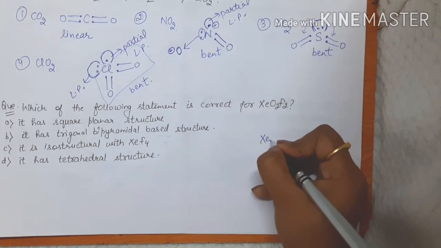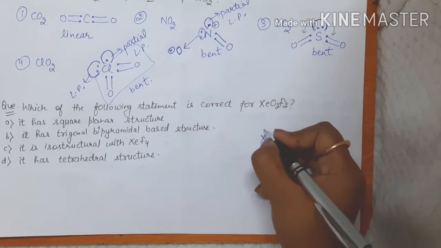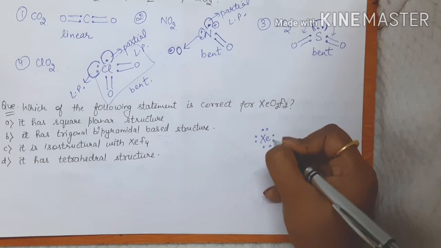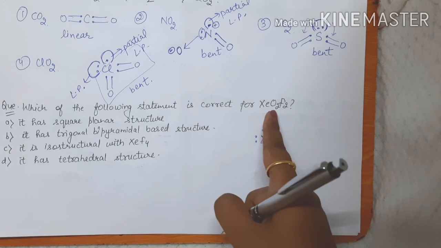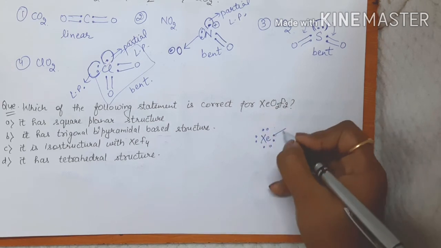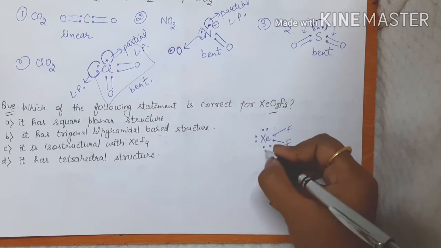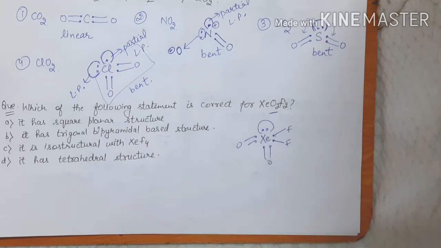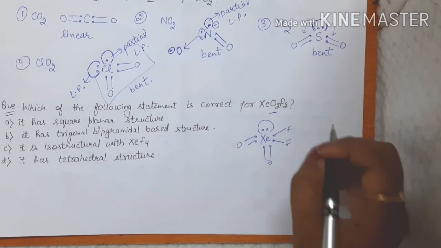So here xenon will be the central atom. Xenon belongs to the noble gas family, so it will have 8 electrons in the valence shell. Now xenon is attached with 2 fluorines and 2 oxygens. Fluorine is univalent, so it will be attached like this, and oxygen is bivalent, so it will be attached like this. This is a rough structure. The rough structure of XeO2F2 will be like this.